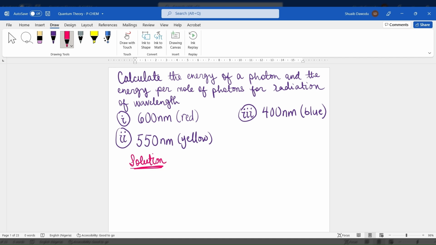Today we're going to be working on the question on the screen that says: calculate the energy of a photon and the energy per mole of photons for radiation of wavelength 600 nanometer red, 550 nanometer yellow, and 400 nanometer blue. So we're supposed to calculate the energy of a photon and the energy per mole of photons for each one of these wavelengths. We're going to start with, of course, number one, which is 600 nanometer.